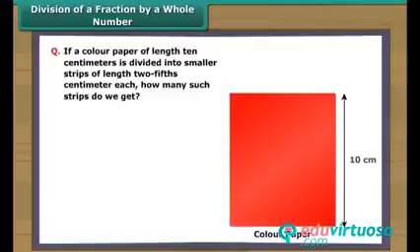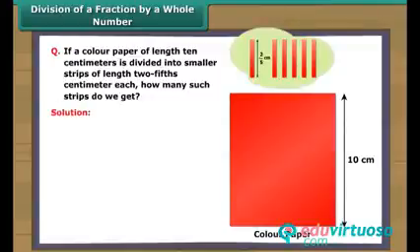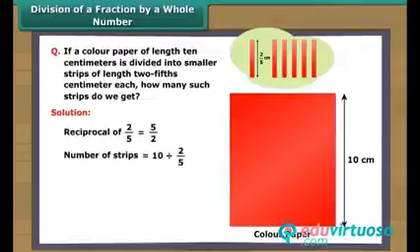Division of a fraction by a whole number. Let us practice a problem now. If a color paper of length 10 centimeters is divided into smaller strips of length 2/5 centimeter each, how many such strips do we get? The reciprocal of 2/5 is 5/2. So 10 divided by 2/5 is equal to 10 multiplied by 5/2. This gives 50/2. Simplifying the fraction, we get 25.